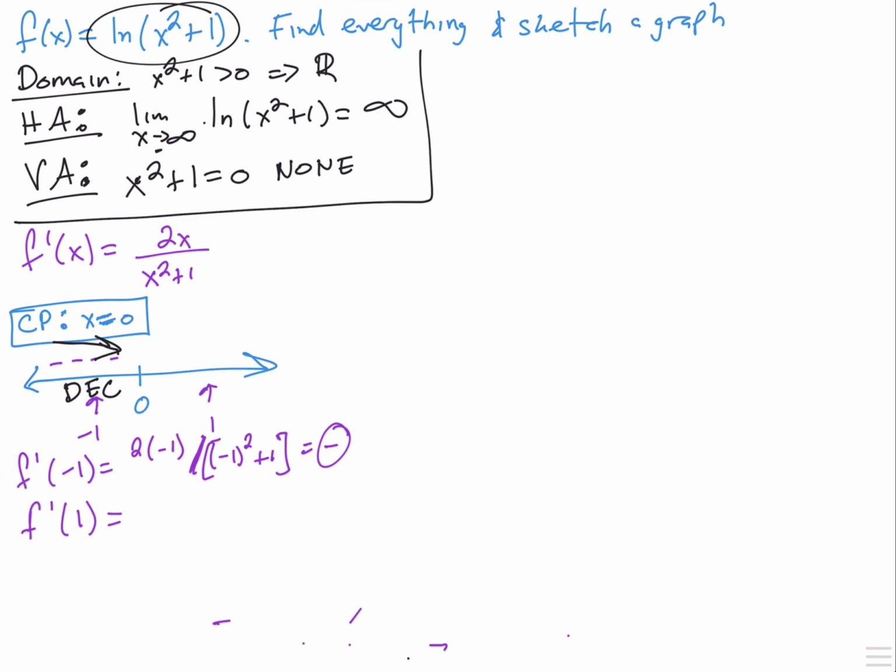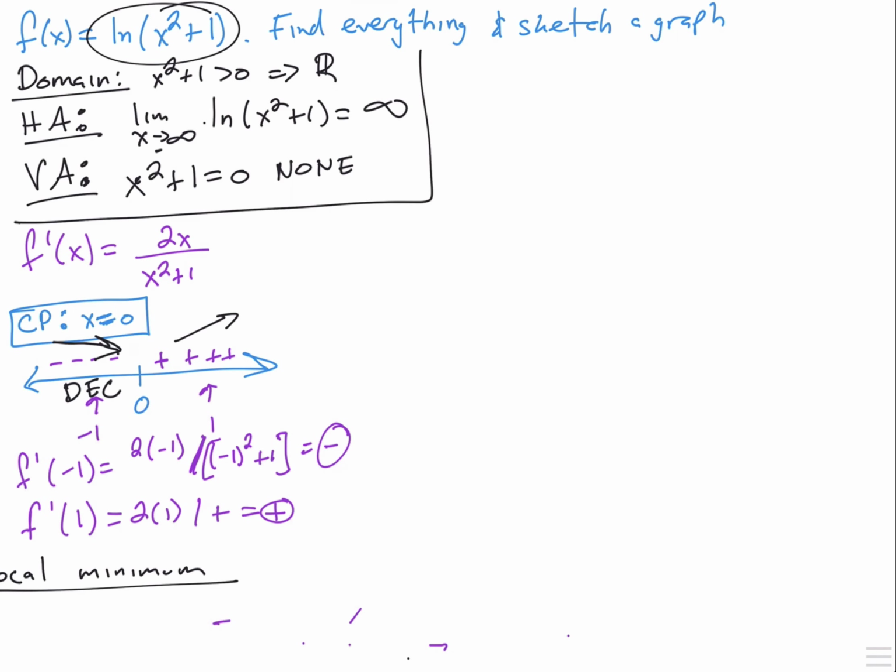Okay, and then when you plug in 1, you get positive, right? So positive means that it's going to be increasing. Okay, now at this point, am I 100% sure that I have a local something? Local minimum. Am I sure 100%? No. You should be. Yes.